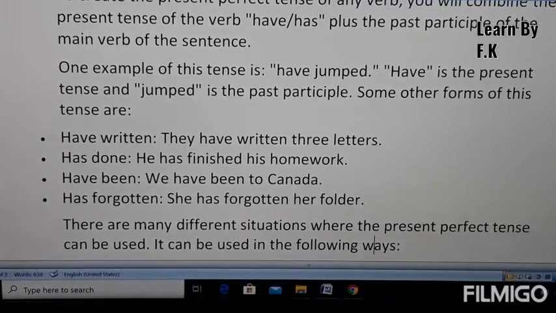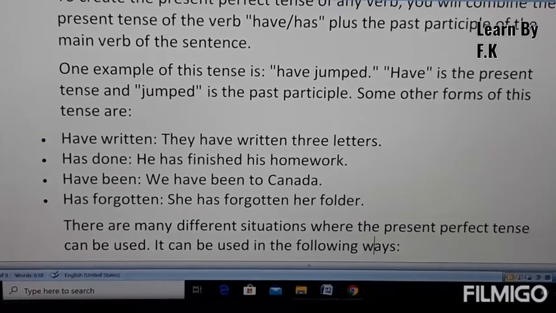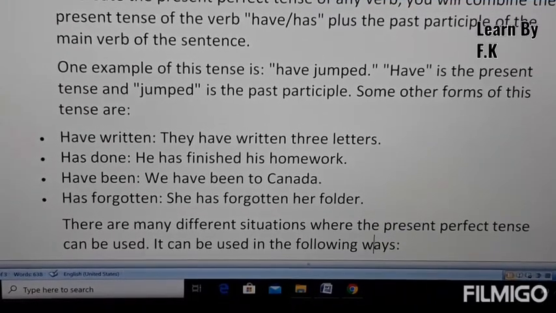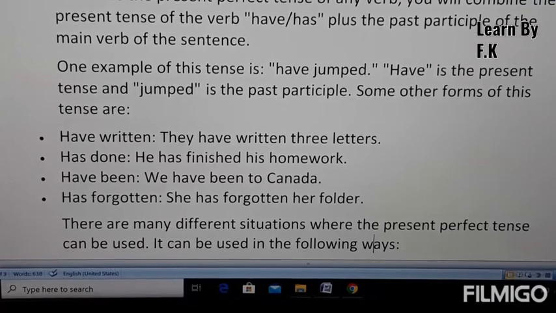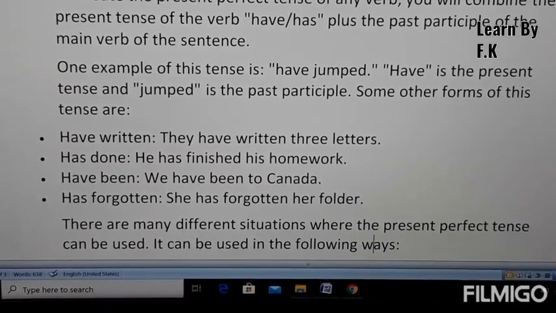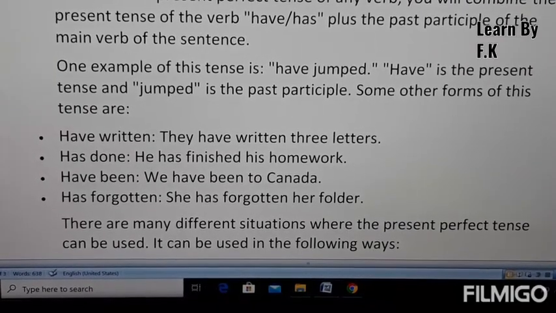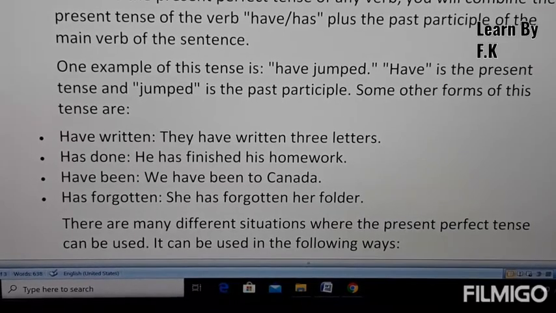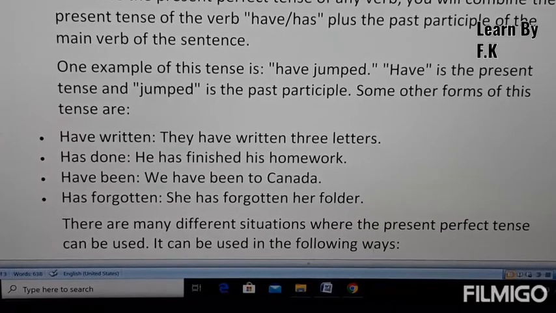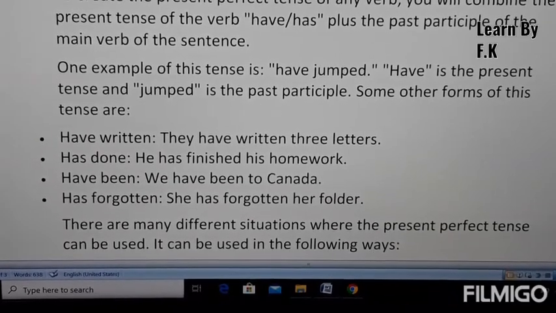Has done. He has done his homework. Here he has done his homework means that the work which is done in the past but it is present right now. Have been. We have been to Canada. It means this action is placed in the past but has an effect right now also.